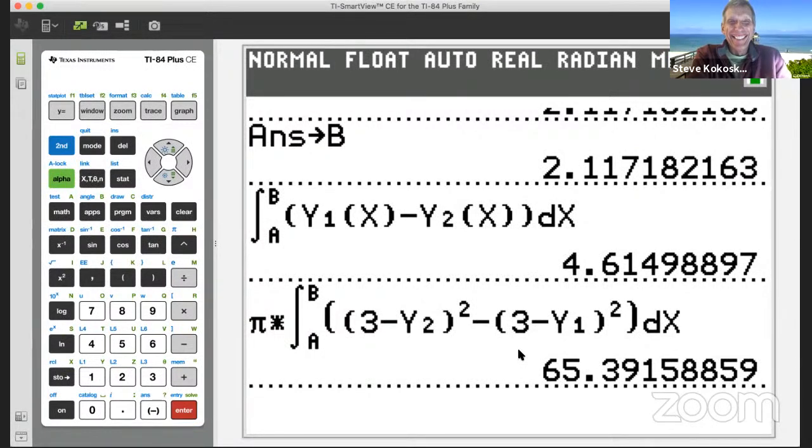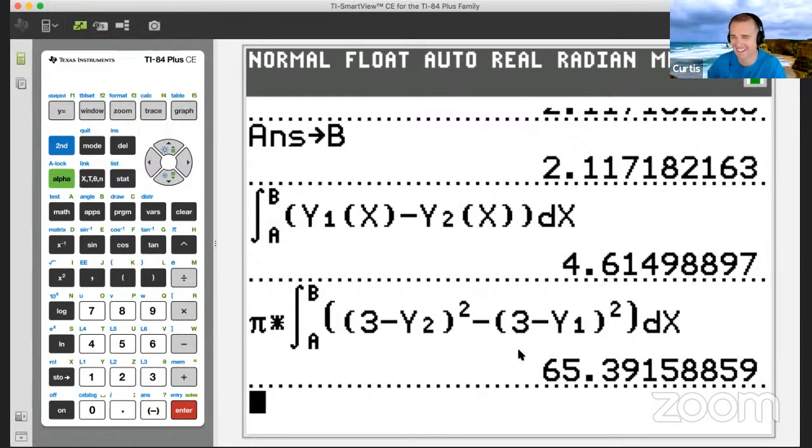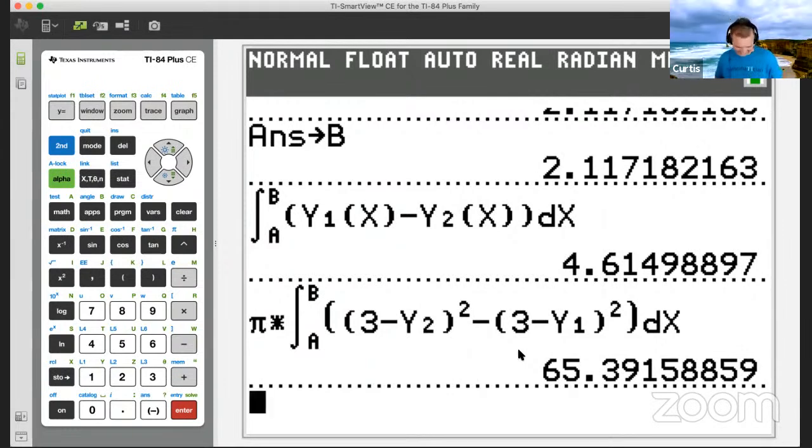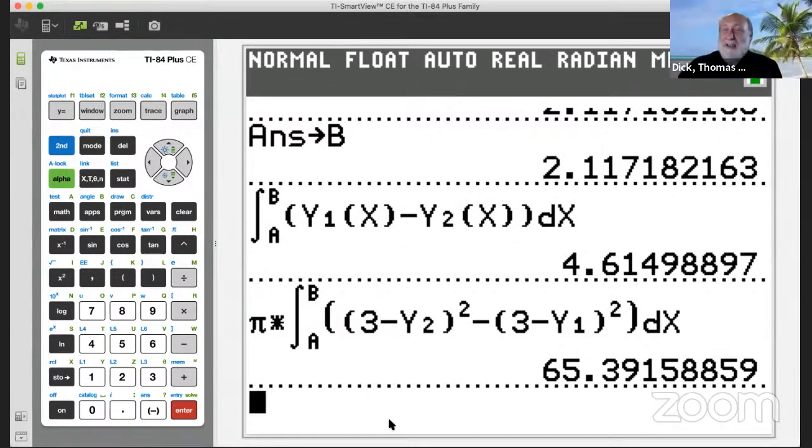Well, correct mathematics makes the readers happy. I'll say that. Okay. Isn't that fun? I'll go ahead and stop my share and turn it back over to you, Curtis.